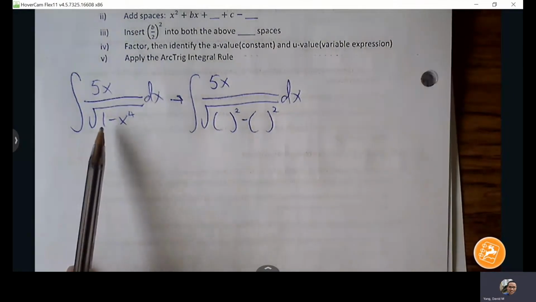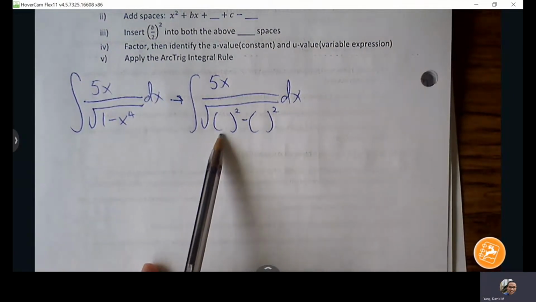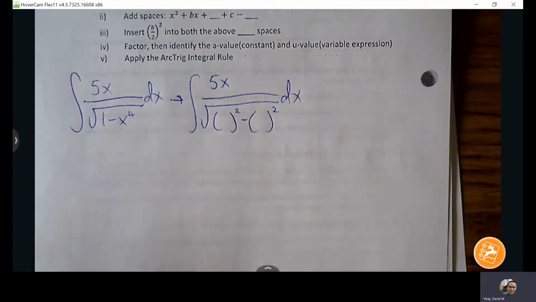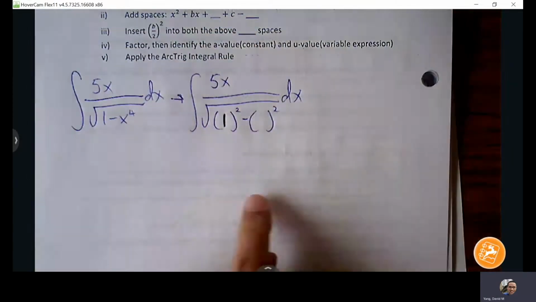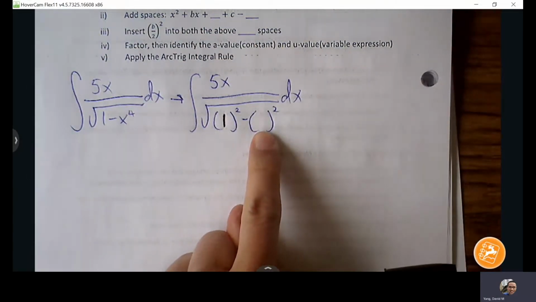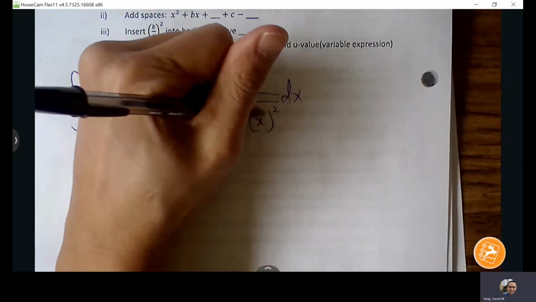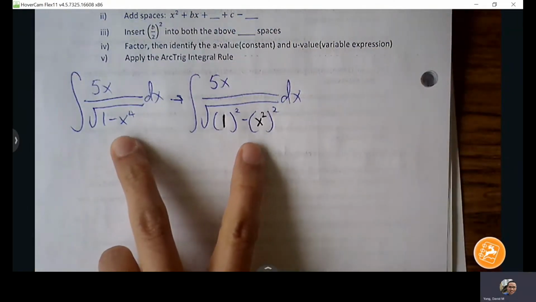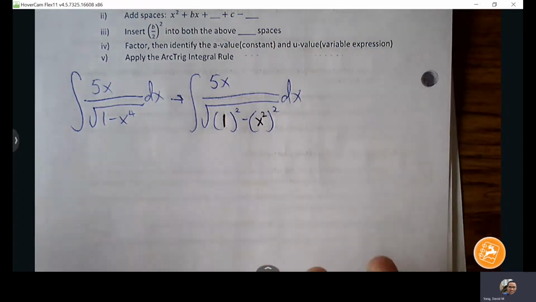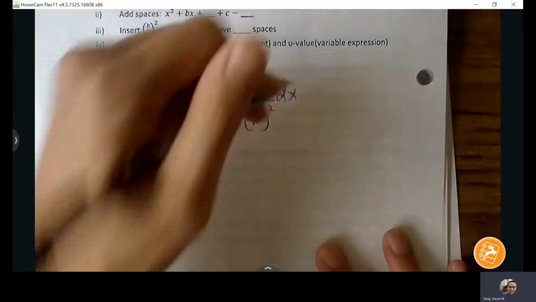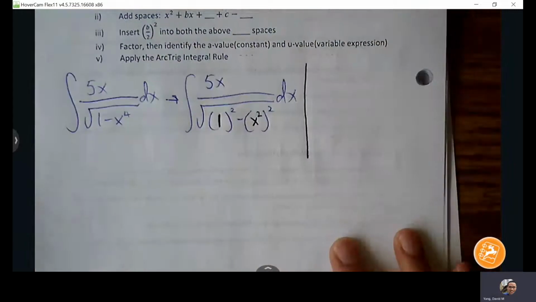All right, any changes here? What can I put in this first set of parentheses? Just one, right? 1 squared is 1, no changes. Okay, what can I put inside the second set of parentheses? X squared. Because x squared squared is the same thing as x to the fourth, right? I haven't changed anything, but I've made it easier for us to identify what we need from this problem, okay?